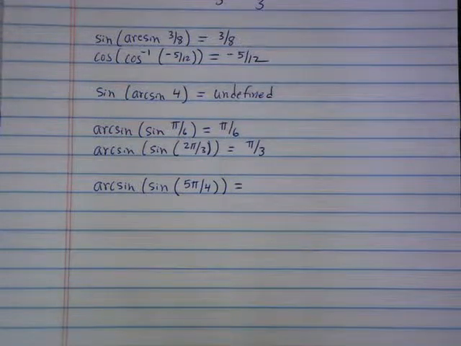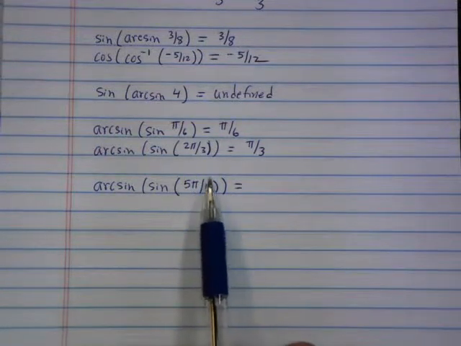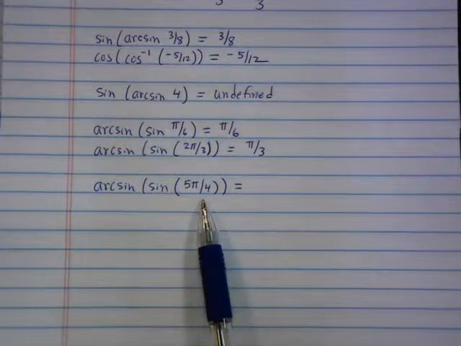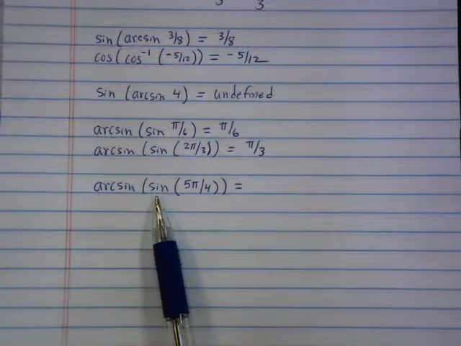First off, the answer cannot be 5 pi over 4. How come the answer cannot be 5 pi over 4? It's not in the appropriate range, that's correct. All right, so we have to think of this angle 5 pi over 4. Where is this angle 5 pi over 4? It's in quadrant 3. In quadrant 3, sine is negative.